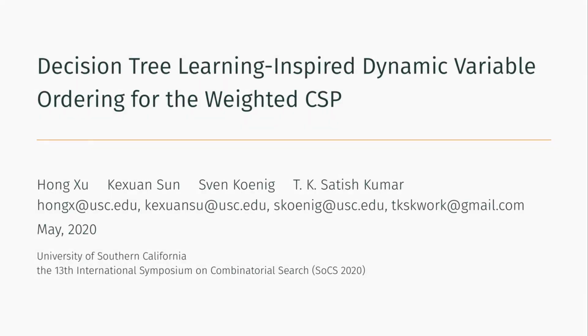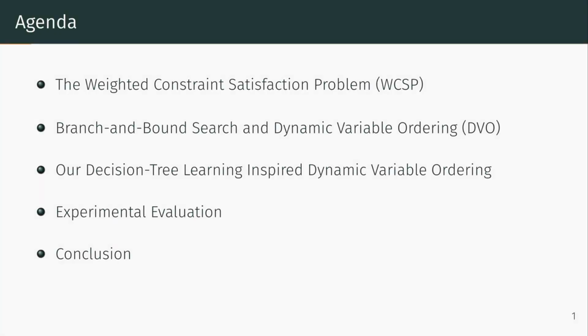Today we'll talk about decision tree learning inspired dynamic variable ordering for the weighted CSP. In this talk, we'll first talk about the weighted constraint satisfaction problem. Then we talk about branch and bound search and dynamic variable ordering. Then we talk about our decision tree learning inspired dynamic variable ordering. And then we talk about our experimental evaluation. Finally, we reach the conclusion.